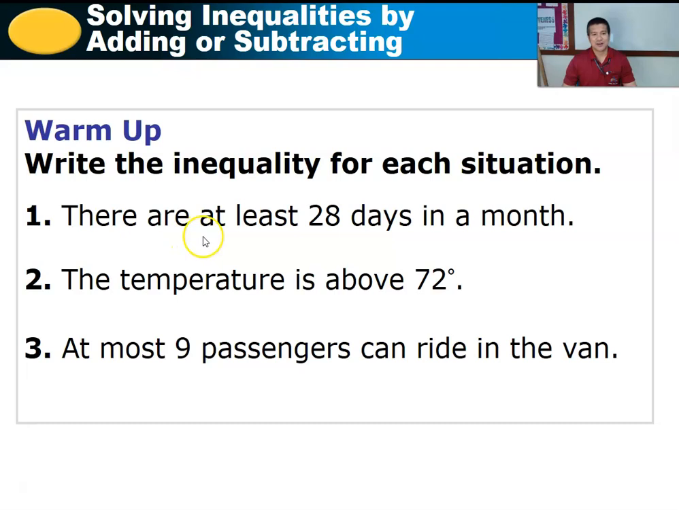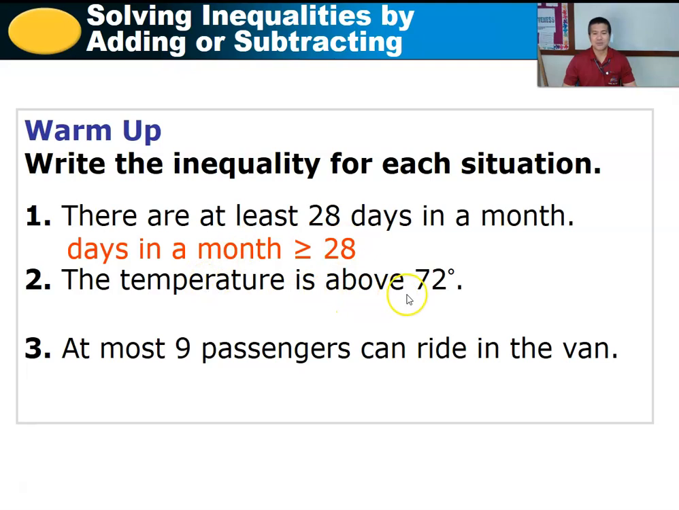So first, there are at least. Here, at least is the keyword. At least 28 days in a month, so you can write that as days in a month greater than or equal to 28. So at least means it's almost equal, right? So we have at least 28 days.